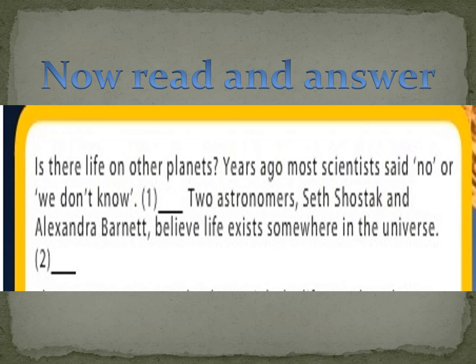What is meant by astronomer? An astronomer is a scientist who studies the stars and planets. And universe means all space, including all the stars and planets. And exist is a verb which means to happen or be present in a particular or certain situation or place.